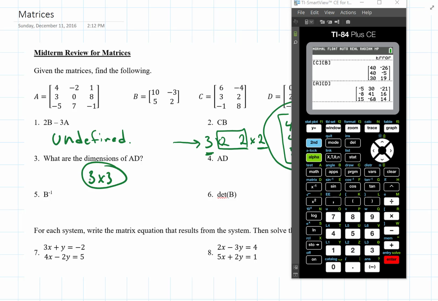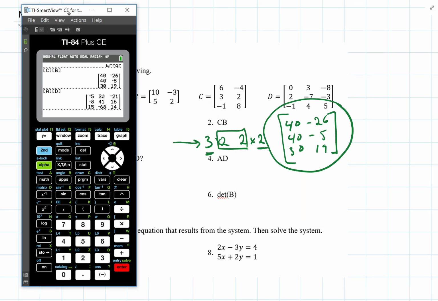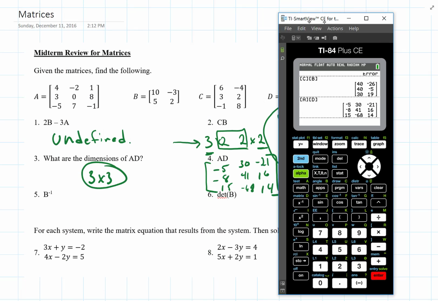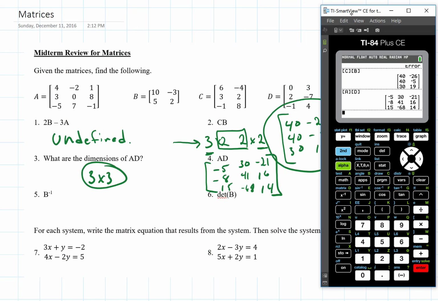So there's the dimensions. Question 4 asks, what is that product? So we'll just jot that down. -5, -8, 15, 30, 41, -68, -21, 16, and 14. So those are the elements of our product matrix.